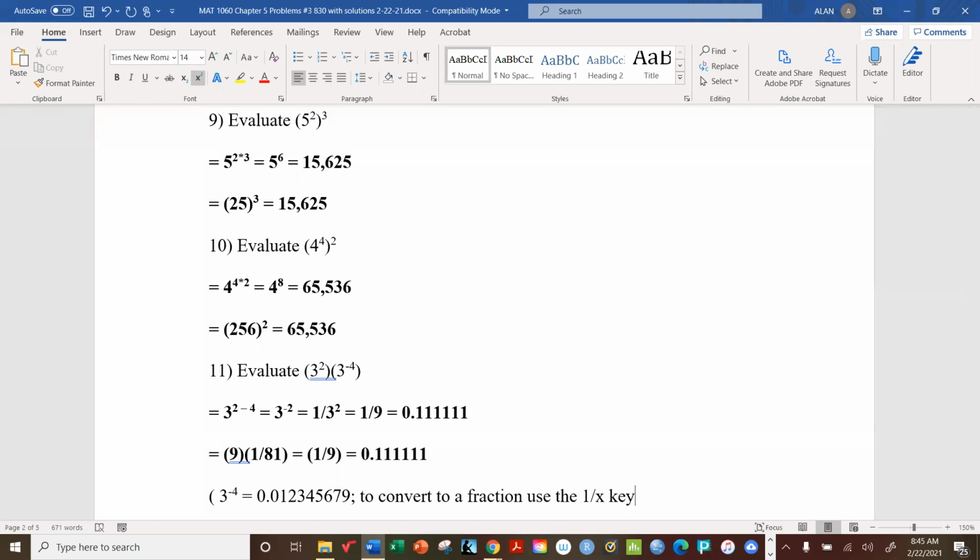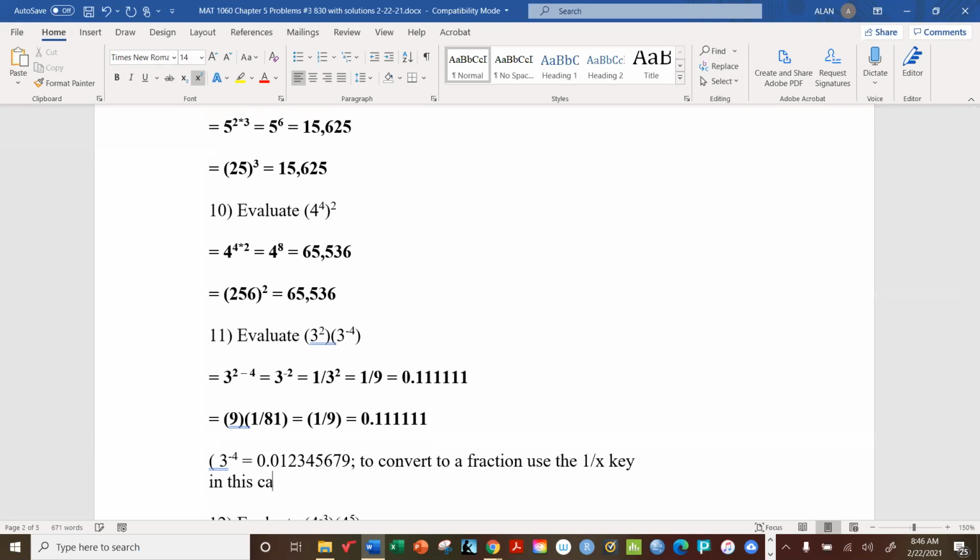Let's see, hold on one second. Let me just double check this on your calculator. It works on other calculators that I own, which is quite a few. I just want to confirm it right now, just in case it's slightly different. Okay, so you get that number. If you hit 1 over x, there you go. It'll give you 81, which means that 3 to the minus 4th is not 81. It's actually 1 over 81.